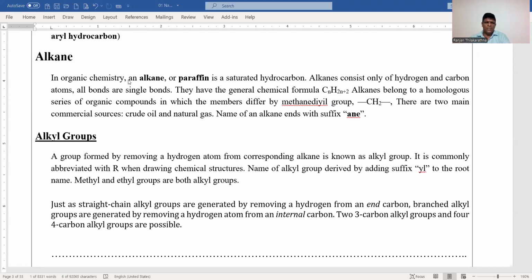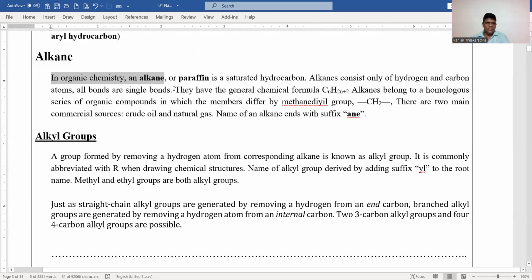In organic chemistry, an alkane, or sometimes we call that paraffin, is a saturated hydrocarbon. Alkanes consist only of hydrogen and carbon atoms. All bonds are single bonds. That means in between carbon, all the bonds are single bonds.